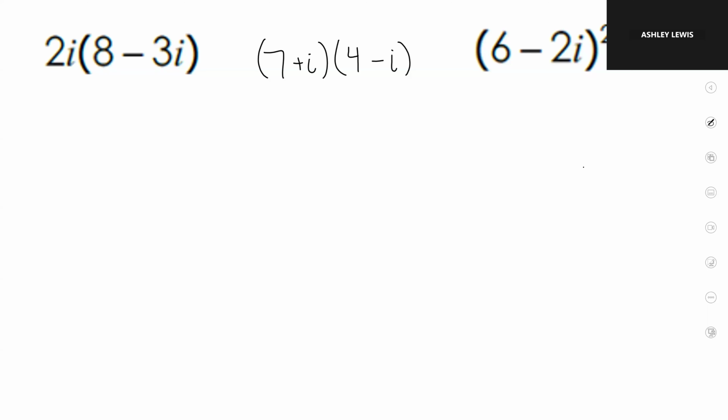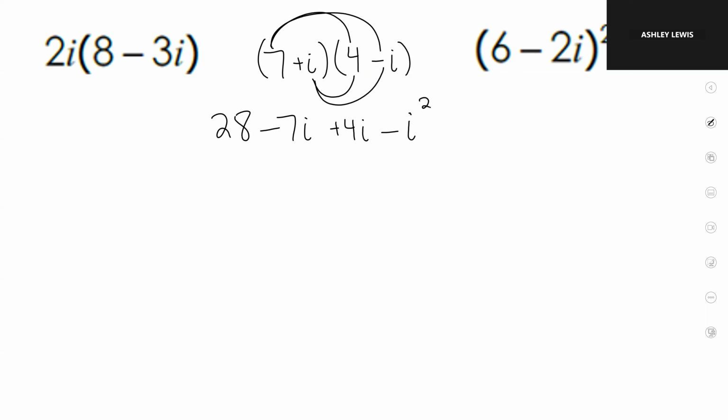For this one, 7 times 4 is 28. 7 times negative i is negative 7i. Now let's do the i times 4 is 4i. i times negative i is negative i squared. Let's combine this middle. That will be negative 7 plus 4 is negative 3i minus i squared.